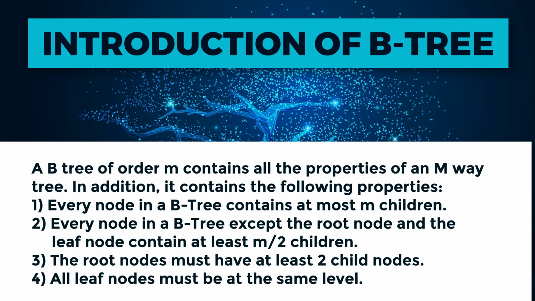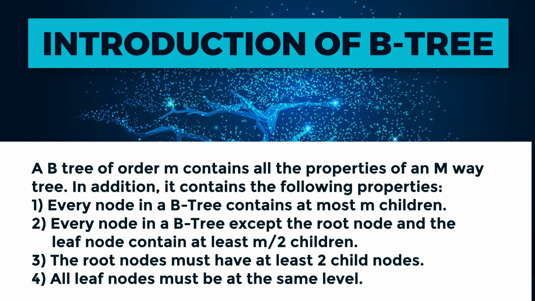Now second point, every node in a B tree except the root node. Again I tell you, please mark this, every node in a B tree except the root node and the leaf node contains at least m by 2 children. This restriction is not covered in the MV tree, but it is covered in the B tree. It means you're talking about the internal nodes. You have to exclude the root position and the leaf position.